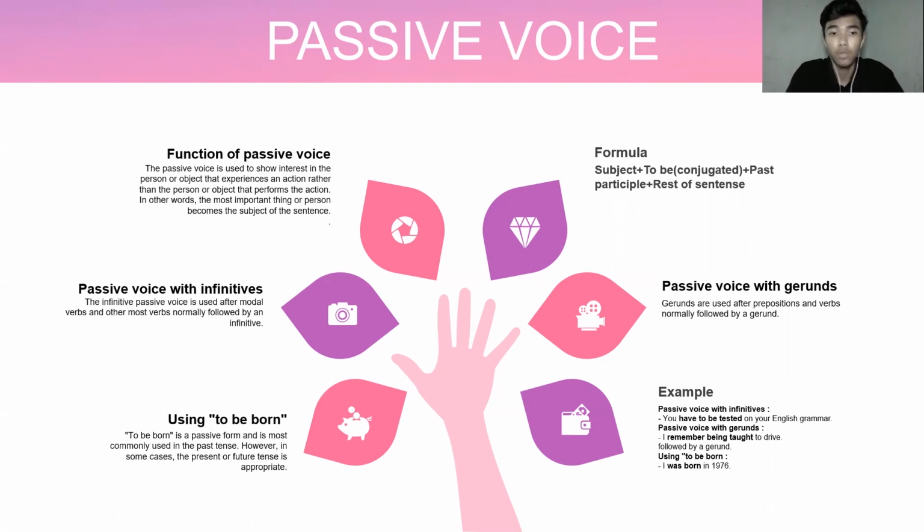Next, passive voice with infinitive. The infinitive passive voice is used after modal verbs and other verbs normally followed by an infinitive. Example: passive voice with infinitive. You have to be based on your English grammar. Next, passive voice with gerunds. Gerunds are used after prepositions and verbs normally followed by a gerund. The example: I remember being taken to drive.